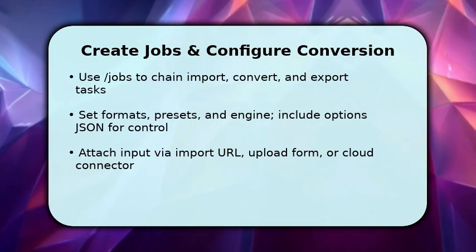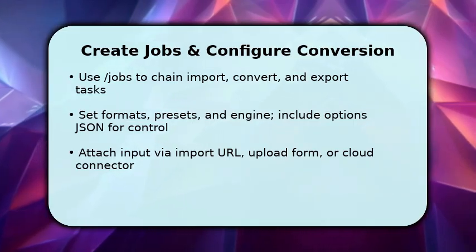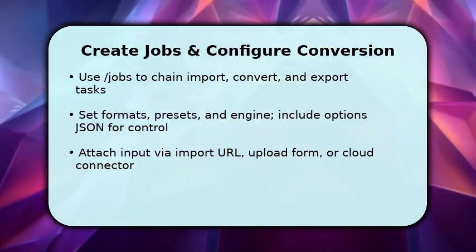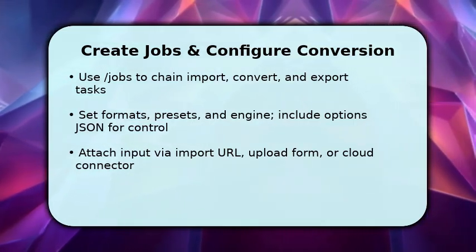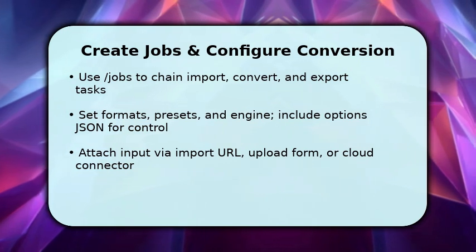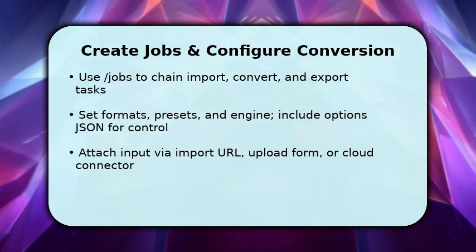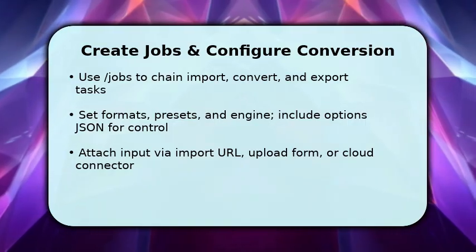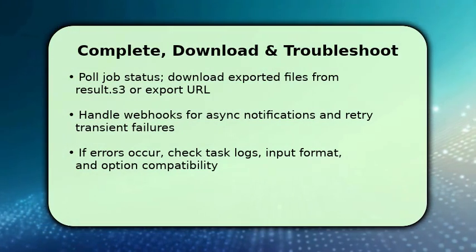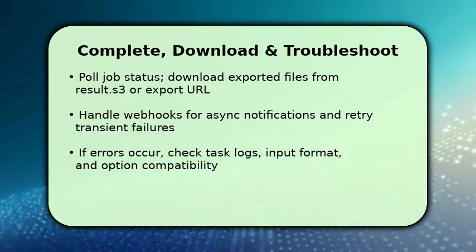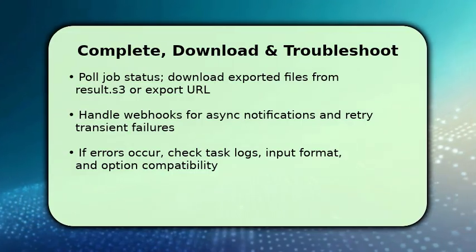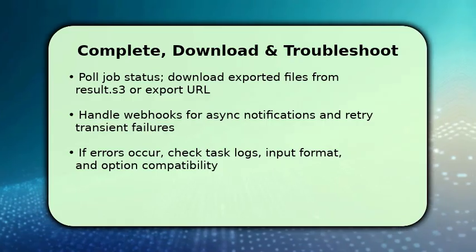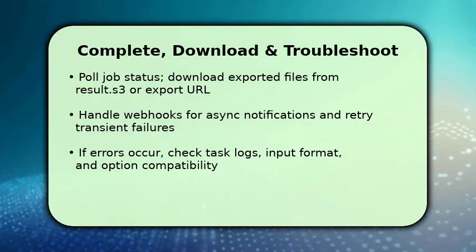Once done, attach your file by URL, multi-part upload, or Cloud Connector ID, and poll job status. This keeps your app responsive while the server works. You finish by waiting for the job to reach finish status, then retrieve the output from the provided export URL or S3 location. Make sure to configure webhooks so your system gets notified and can download automatically.